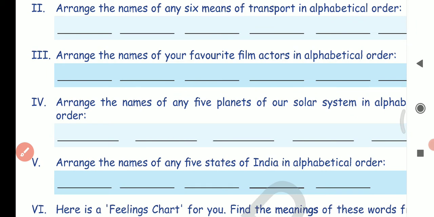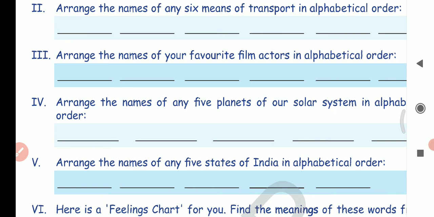Arrange the names of any 6 means of transport in alphabetical order. So you have to write any 6 means of transport. It can be aeroplane, bus, car, bike, cycle, truck. Any means of transport you can write, and that should be in alphabetical order. First A will come, then B, then C, then D, this way.